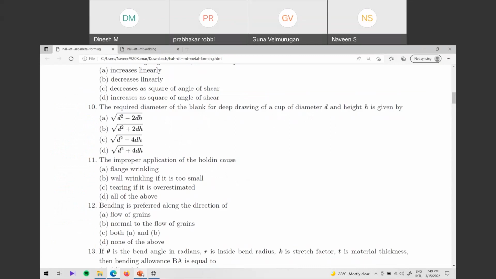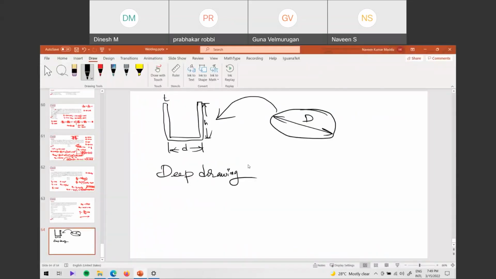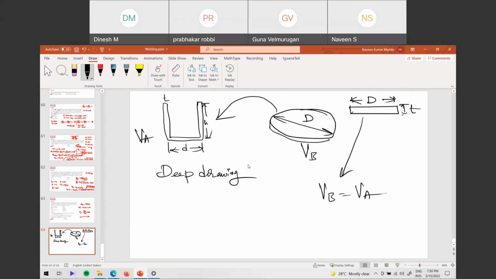So it's nothing but volume consistency, right? Volume before should be volume after. So what is the volume? Obviously, this blank will be having some thickness as well, so blank will be having diameter capital D and some thickness T. So what is volume before? What is that?